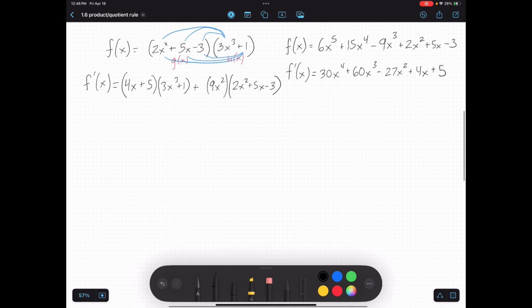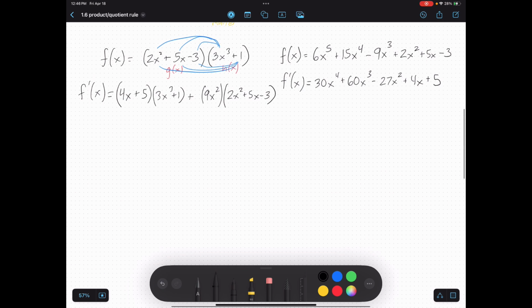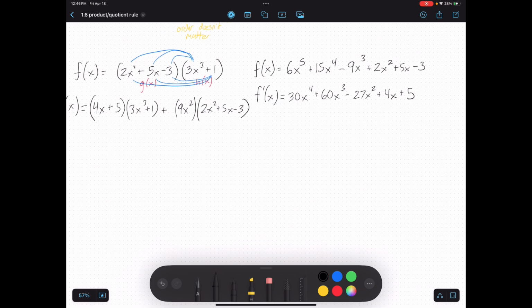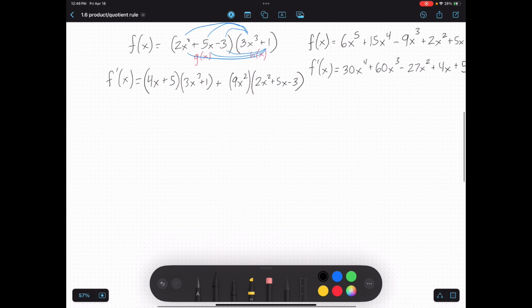And now, of course, right now, these two results don't look the same, but that's because one of them still has a bunch of multiplication happening in it, and the other one is fully simplified as a fourth order polynomial. So let's simplify this to make sure we get the same thing. When I simplify this, I get 12x to the 4th plus 15x cubed plus 4x plus 5 plus 18x to the 4th plus 45x cubed minus 27x squared.